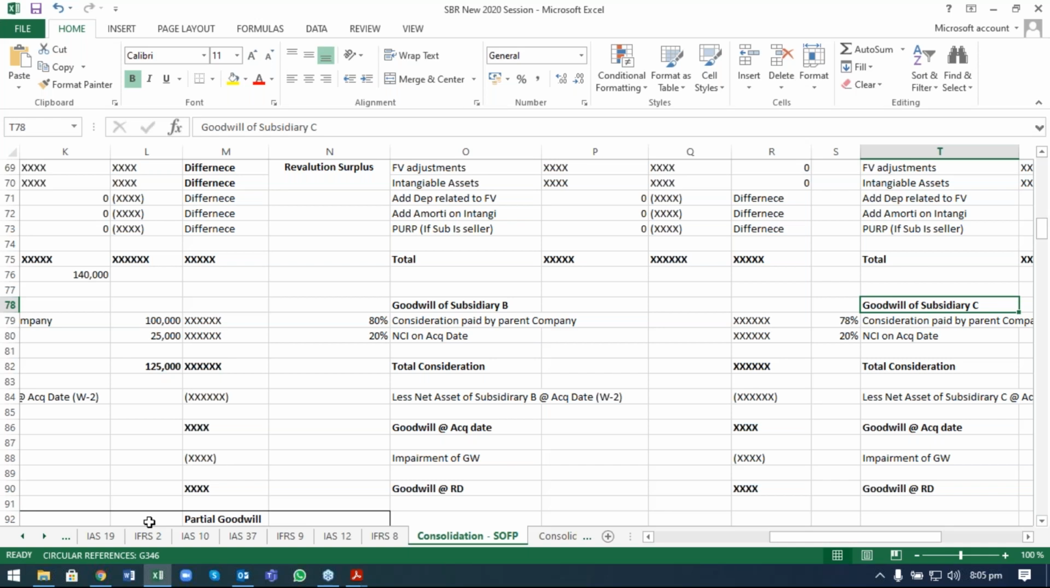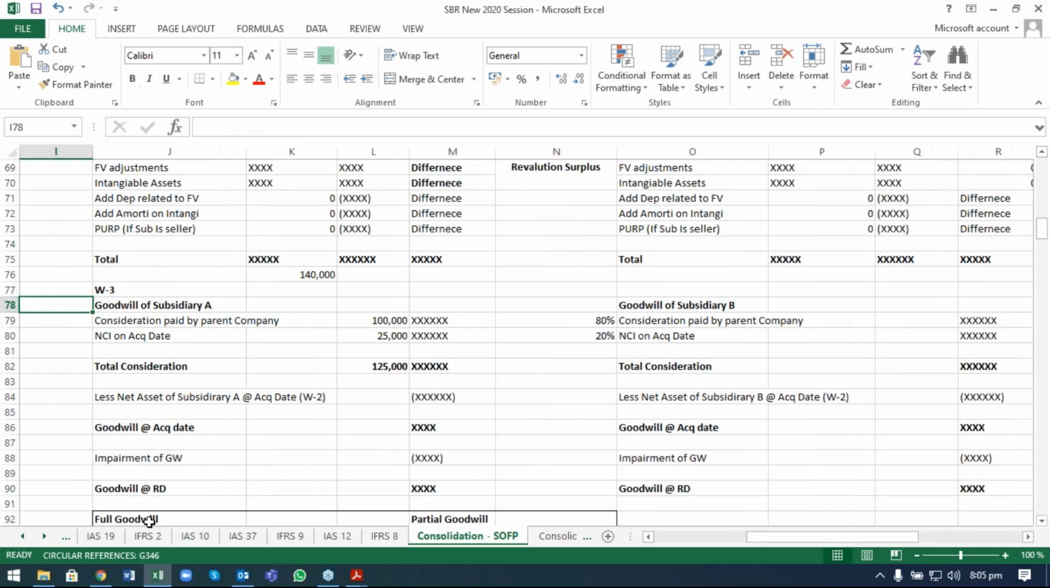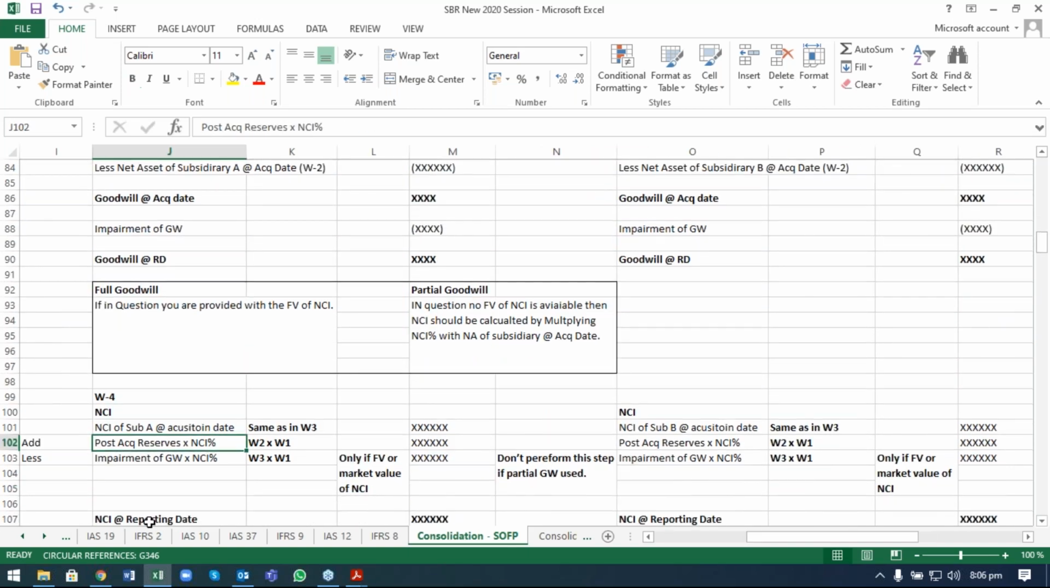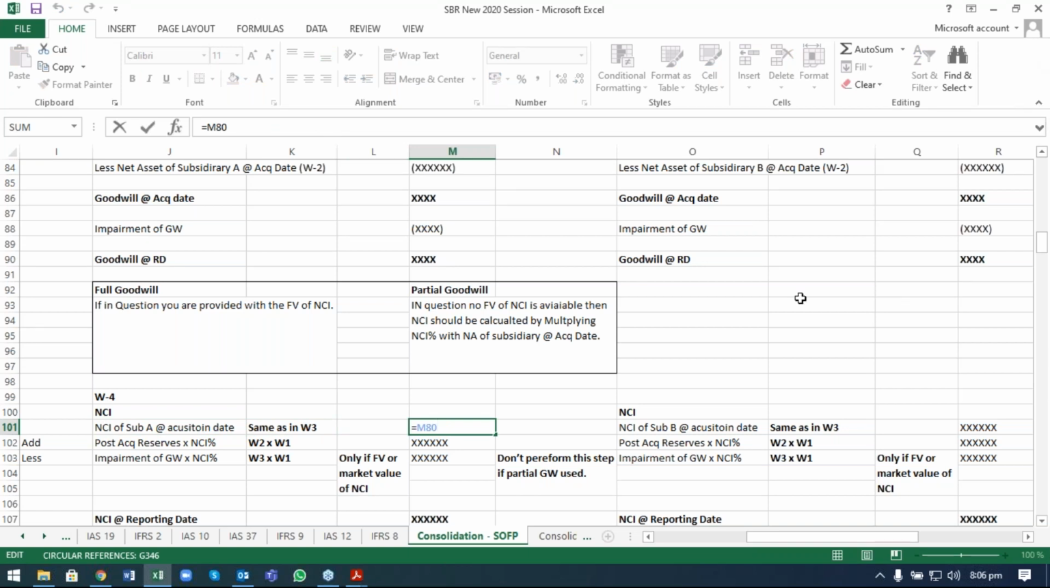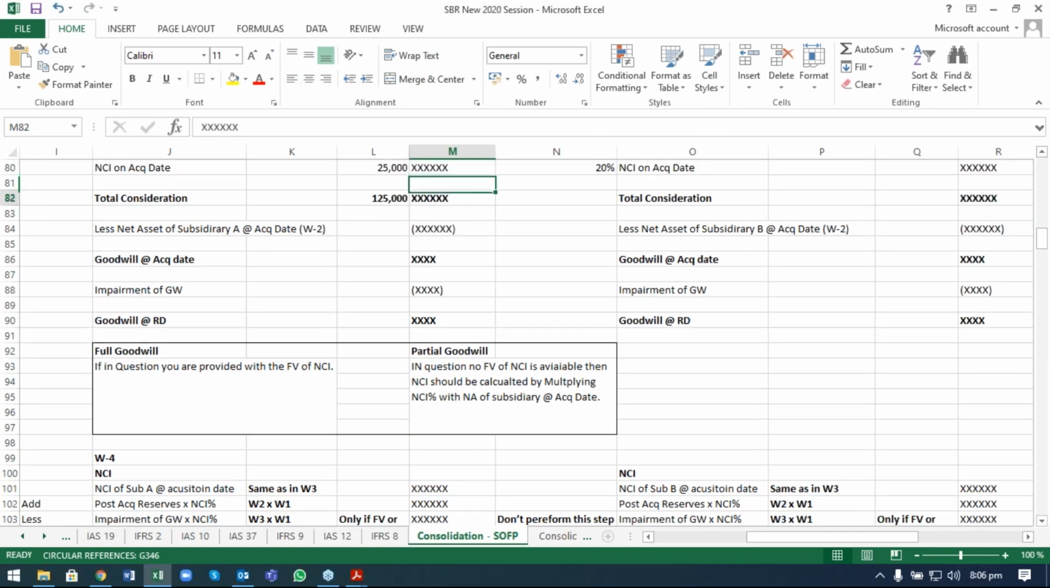So it's not a difficult one. The only thing you need to consider is that you are making the calculation one by one for each and every subsidiary. The same calculation must be repeated for the NCI section once you move to working number 4, NCI. So NCI of subsidiary at acquisition date must be the same as reported in working 3. If you can see, I have already linked it. So this is the NCI at acquisition date. You can see this was linked from here to make sure that we are using the same value of NCI that was at acquisition date.